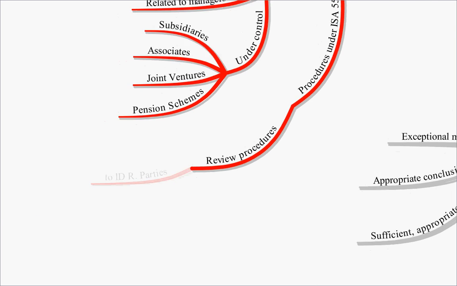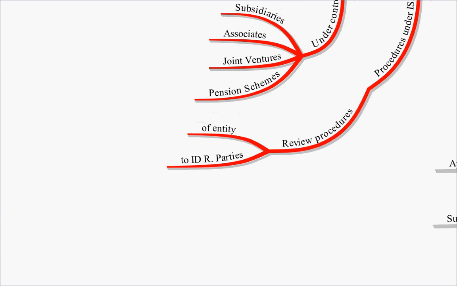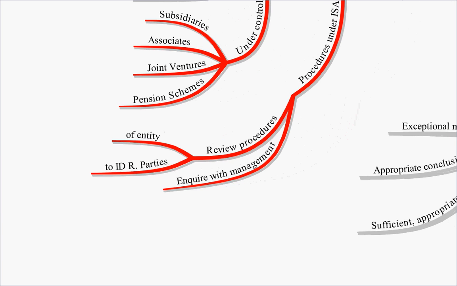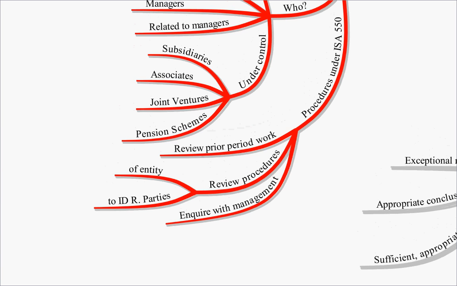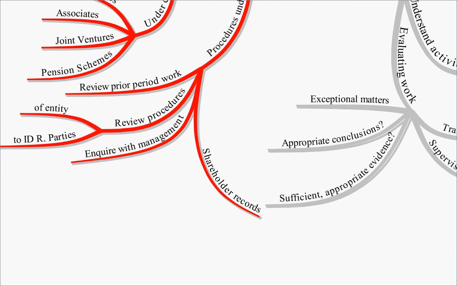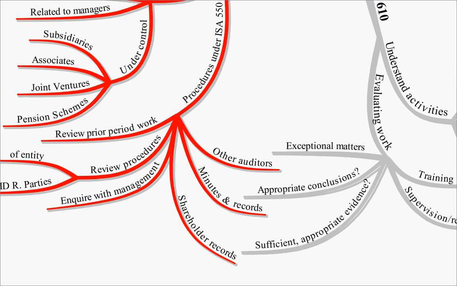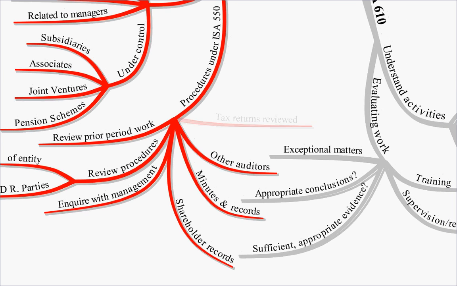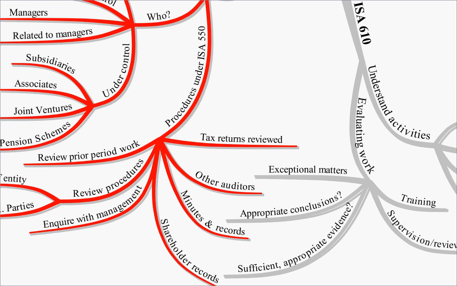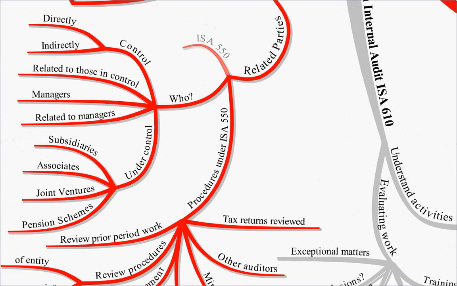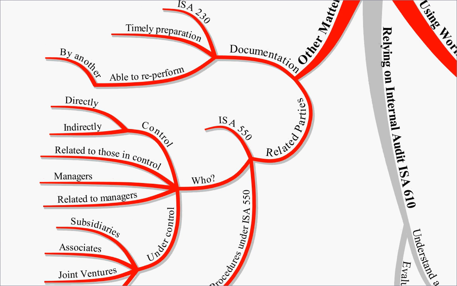Procedures under ISA 550 to identify related parties. Review the procedures in the firm to identify related parties. Inquire with management. Review the prior period work. Check the shareholder records. Check records and minutes. Ask the other auditors if there are any, and review the tax returns to see if you can identify other parties. And that is all under ISA 550 related party transactions.